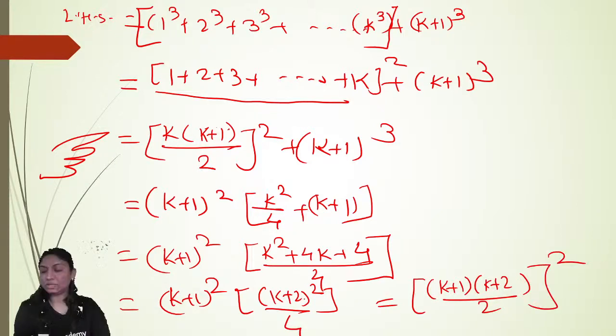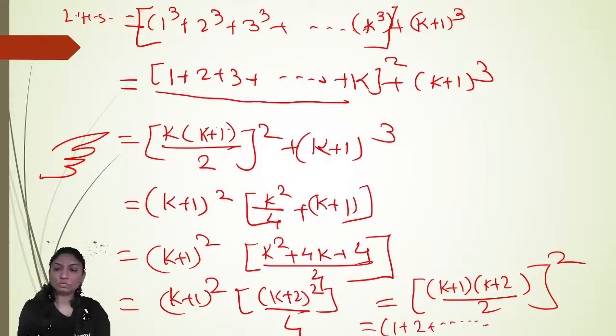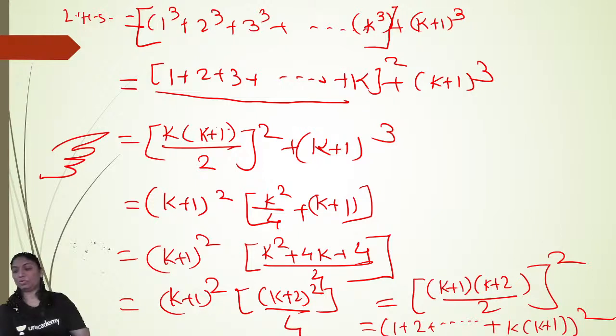Can I write this as (k plus 1)(k plus 2)/2 bracket square, right? Which is nothing but (1 plus 2 plus 3 and so on plus (k plus 1)) square. That's to prove.